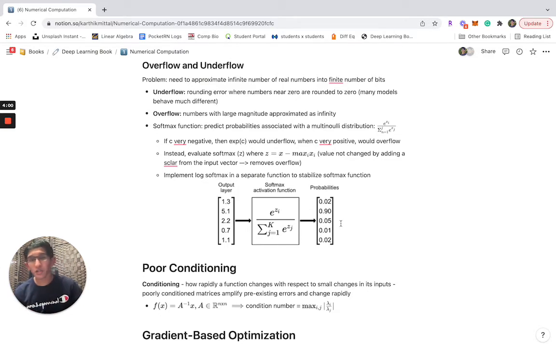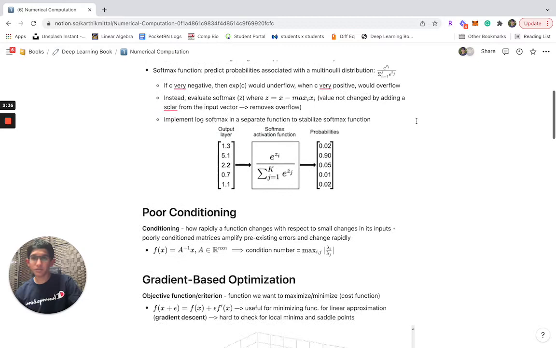But of course, there are still some issues with this, because if c is very negative, then exp(c) will underflow, which means e to the negative infinity is basically 0, and e to the infinity is a really large value, so that would overflow. So another way we can do this is using a softmax of z, where z is equal to x minus the max of x_i, so that it removes the overflow issue as well.